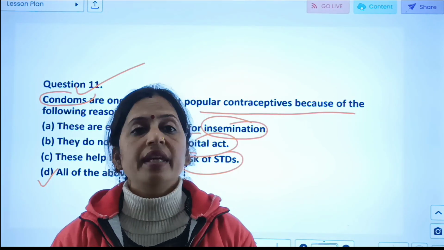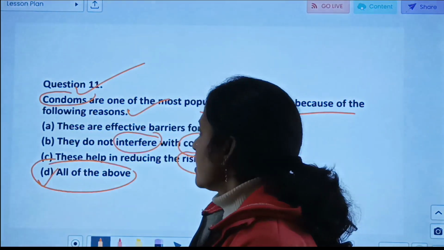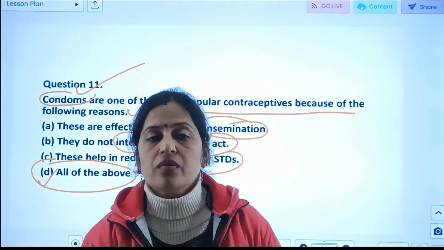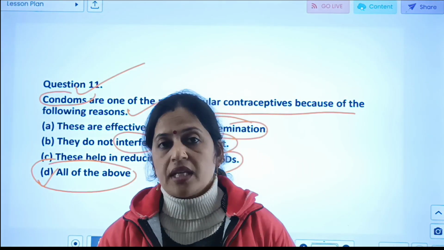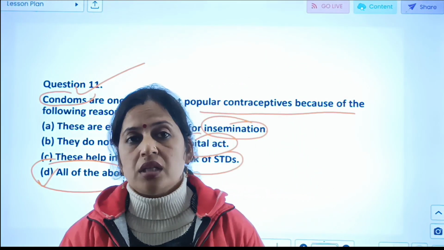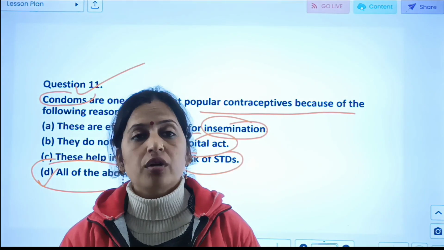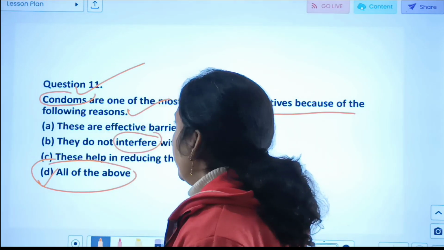So here all of these is the right answer. That is D is your right answer. That means these are effective barriers for insemination, they do not interfere with the coital act or the coitus, and they are very helpful in reducing sexually transmitted diseases.